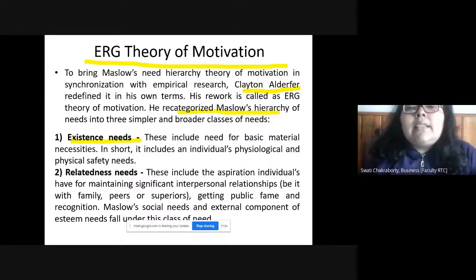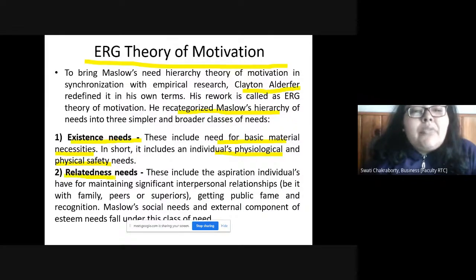Existing needs is talking about the basic material necessities, basic needs. Basic needs is where we talk about the physiological needs and our safety needs. Physiological needs is where we talk of food, clothing, shelter, and safety.